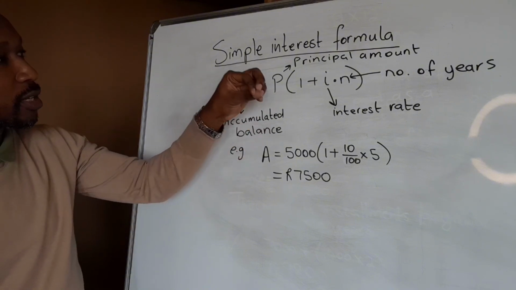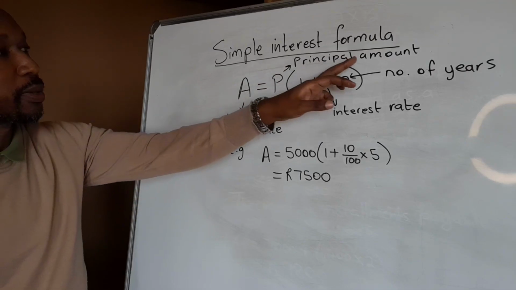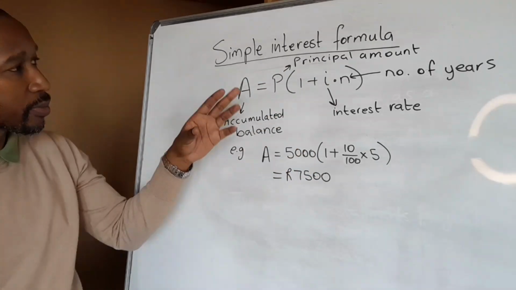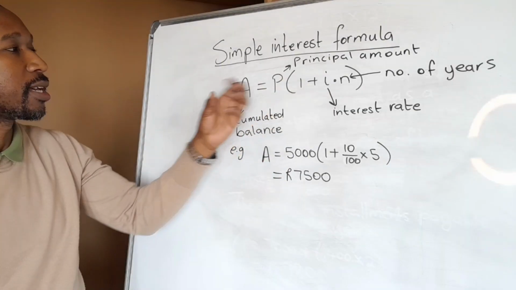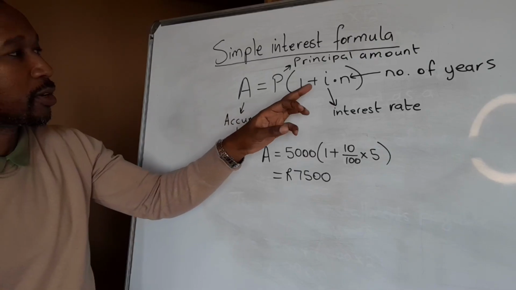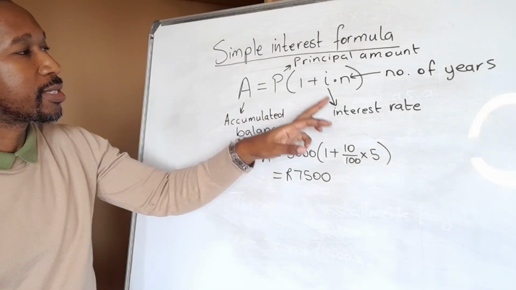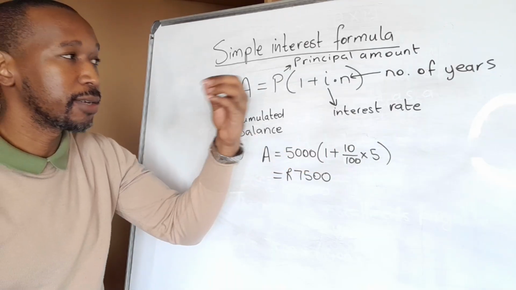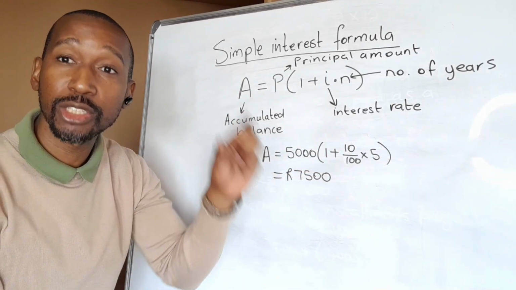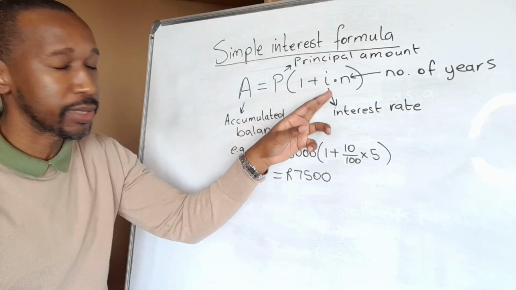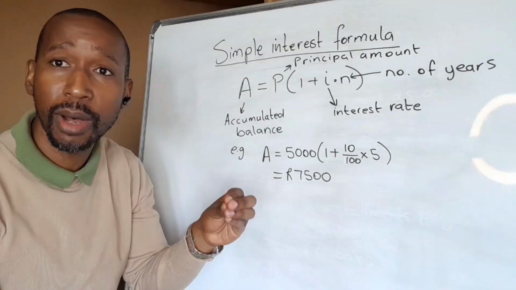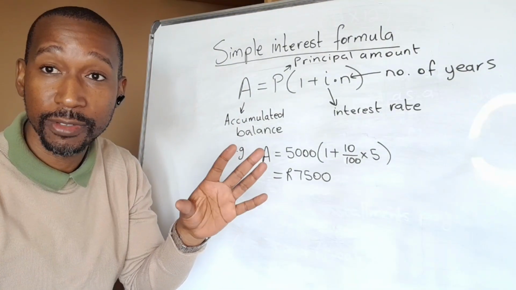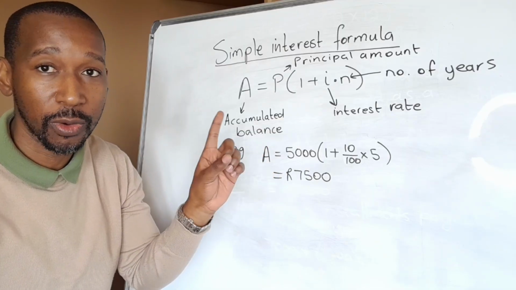P is the original invested amount, which you call the principal amount invested, or in the case of credit and hire purchase, is the amount that is taken on credit, the principal amount or credit amount. The i is the interest rate, which means that it's the percentage that is being charged. So if it's 10%, you put 10%. You can also put it as 10 divided by 100 or 0.1, depending on what you are comfortable with in terms of working with this formula.